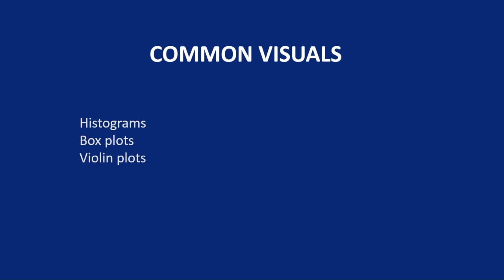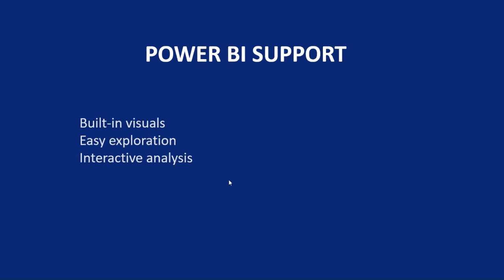Now let's look at the most common visuals used for distribution. First are histograms, which show the frequency of values. Box plots show spread and outliers, and violin plots show density and shape. Each of these helps you understand your data from a different perspective. The good news is that Power BI supports distribution analysis. It has built-in visuals, interactive filtering, and easy exploration, so you don't need complex tools. You can do this directly inside Power BI.